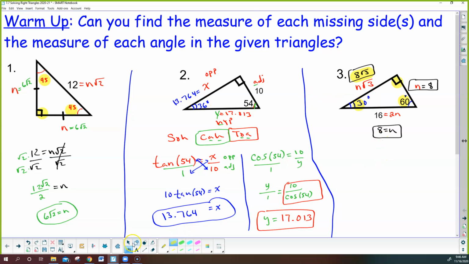All right, so there's a benefit. Number 2, we had to round. Number 3, we don't have to round. Number 1, we didn't have to round. So really, the answers to number 1 and number 3 are more accurate than the answers to number 2, because in number 2, we have to round.